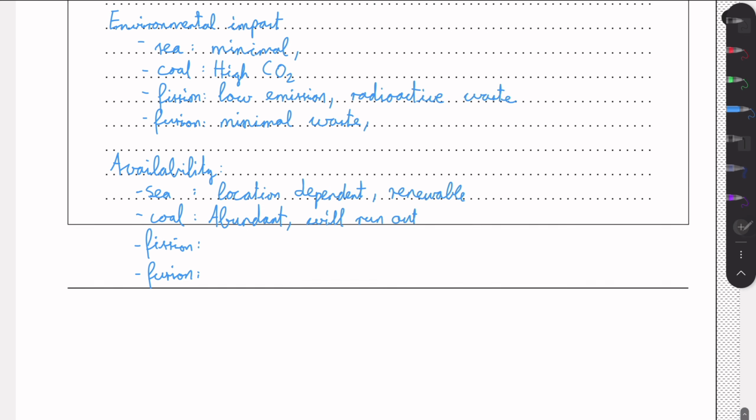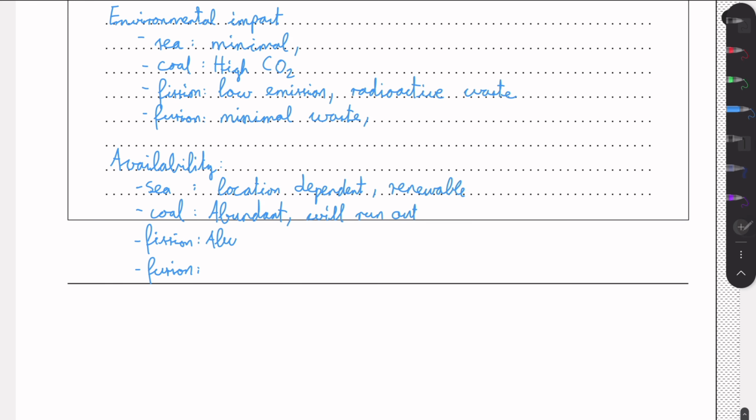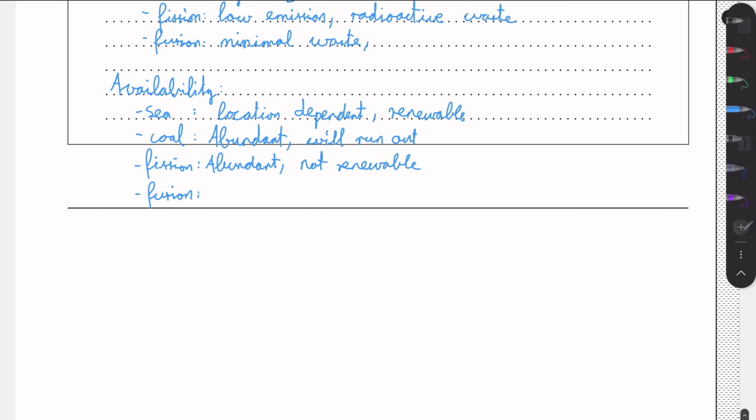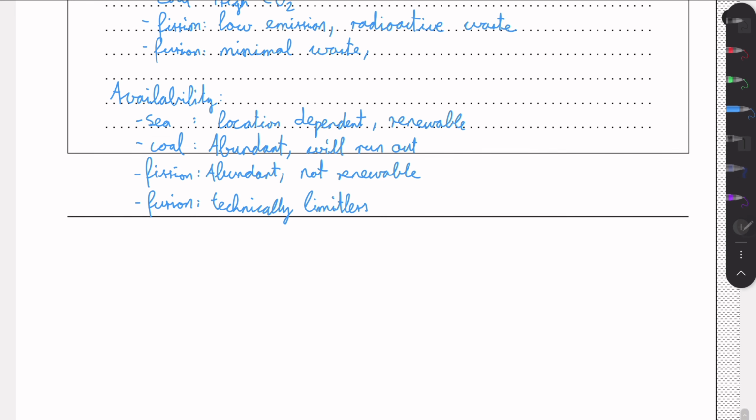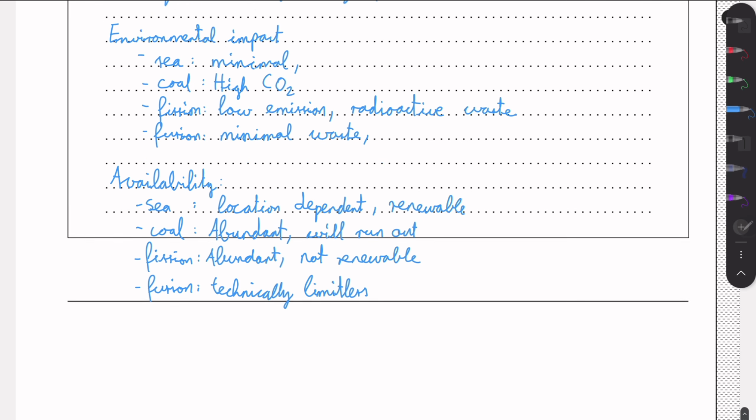And then fission is kind of in a similar situation as coal. So it's abundant, but not renewable. The uranium we're using is quite abundant. And then fusion is technically limitless, as we would just be using isotopes of hydrogen like deuterium and tritium, and these are almost unlimitedly available. But the method itself is not yet possible to achieve, so we're not really ahead of that.